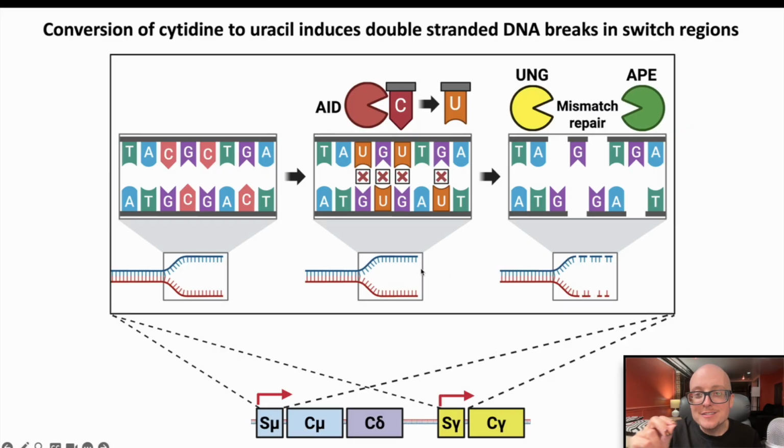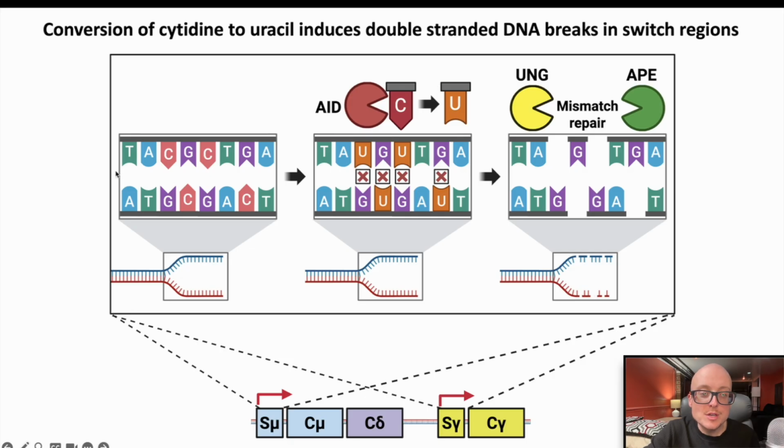So if we zoom in yet even further now on these two regions, you can imagine that we are now in both the switch mu region and the switch gamma region. Activation of the B cell has induced the expression of AID. The DNA in these switch regions has opened because transcription is occurring. And now that we also have AID expression, it is going to proceed to induce mutagenesis. And the type of mutagenesis that it induces is the deamination of cytidine bases into uracil bases.